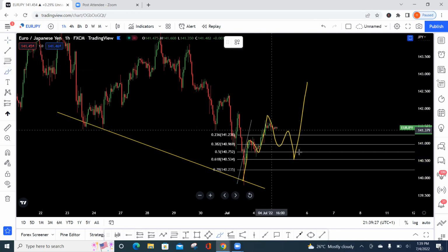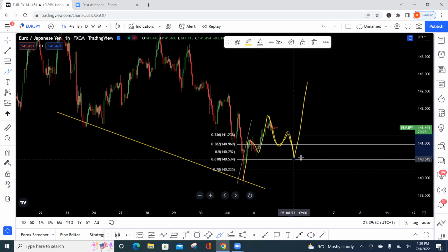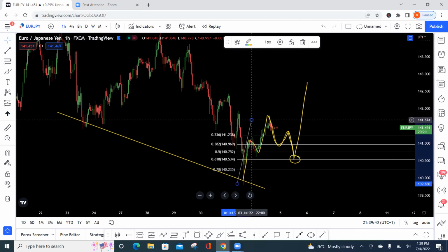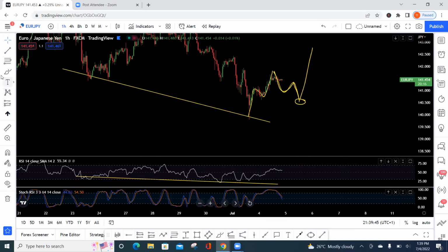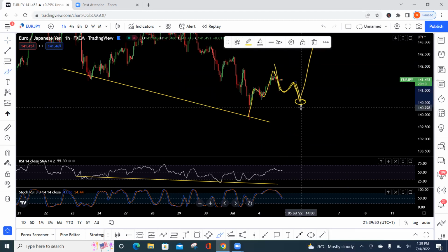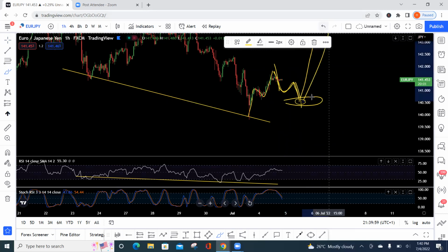So if at this level I'm able to get a clean three-wave structure coming to this level, what I will do is simple. Can you see the essential element of this setup? What I will just do is simple. I'll go back to my RSI. I want to check if this leg here and this leg here, is there divergence? If yes, there is divergence, this is my entry. I look for a psychological level here, enter, to move to the upside. But if there is no divergence, I will wait.